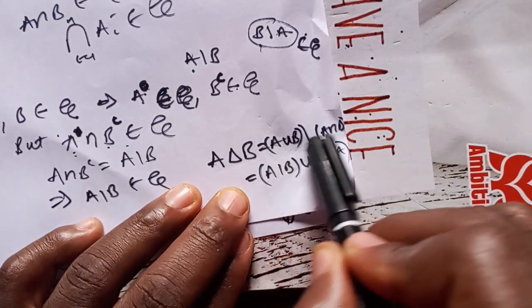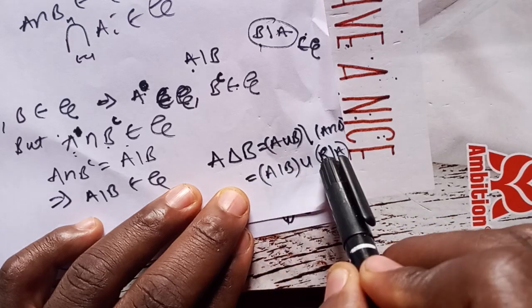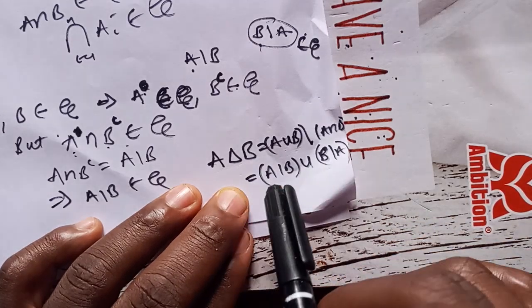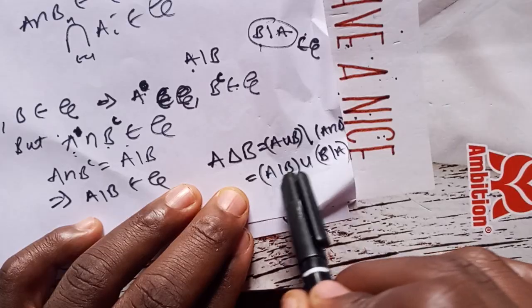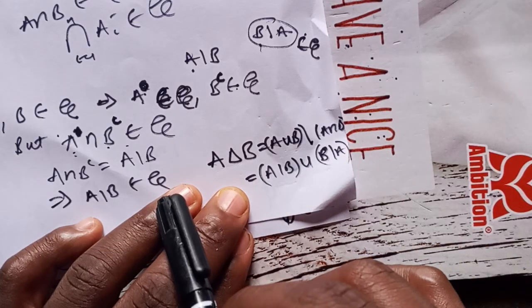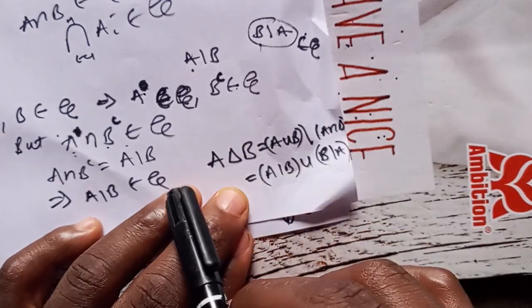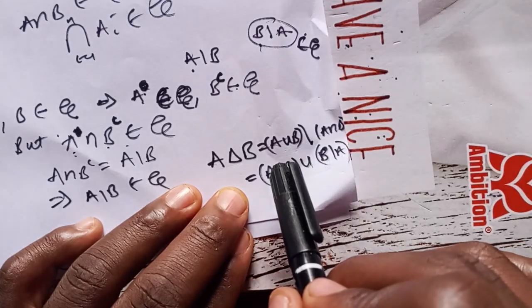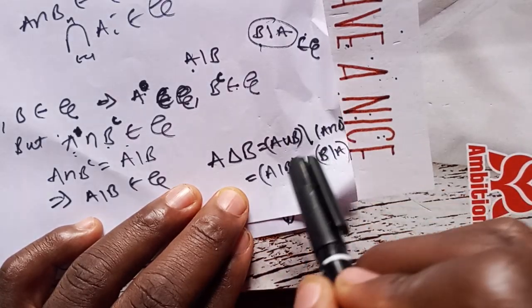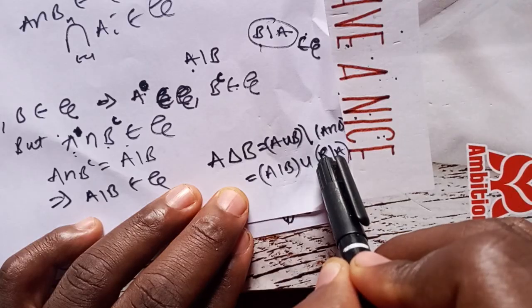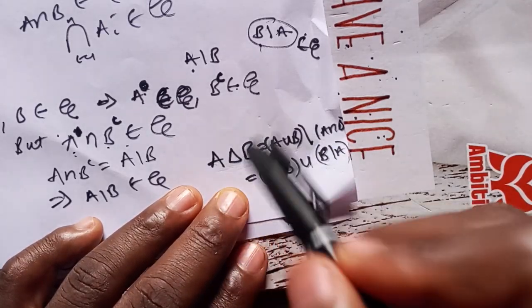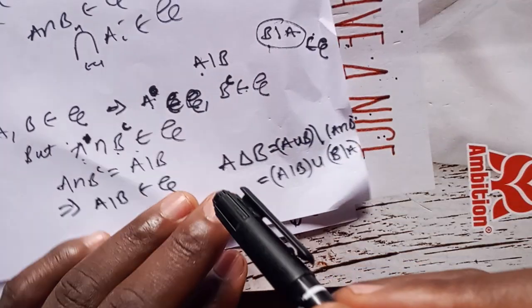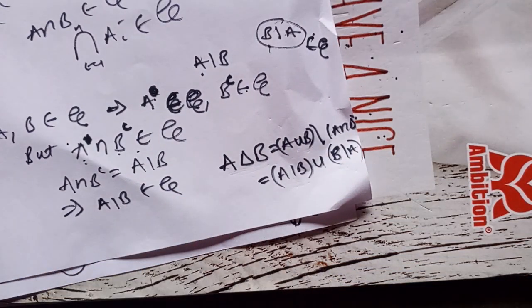Remember, this is either defined as this or you define this as this. Now also, if I'm defining this to be this, then A difference B is in the algebra, right? B difference A is in the algebra, right? So definitely, if this is in the algebra and this is in the algebra, then their finite union is also in the algebra. So this makes the symmetric difference to be in the algebra.